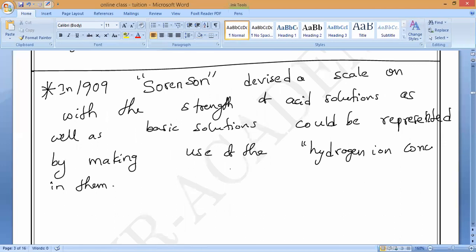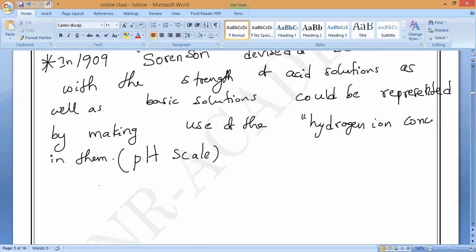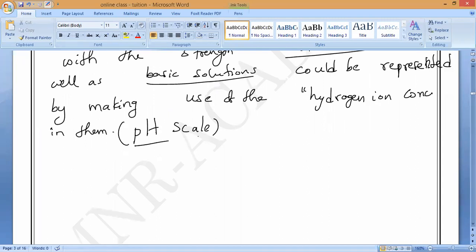So this is the scale. What is this scale called? This scale is called the pH scale. So in an MCQ they will ask you: the pH scale is designed based on concentration of H plus ions, concentration of OH minus ions, concentration of H plus ions in only acids, or concentration of OH minus ions in only bases. So what will you say? Concentration of H plus ions, in both acidic as well as basic solutions. That is what you have to remember.